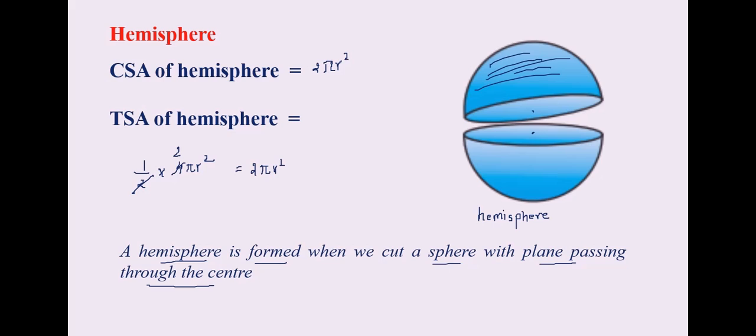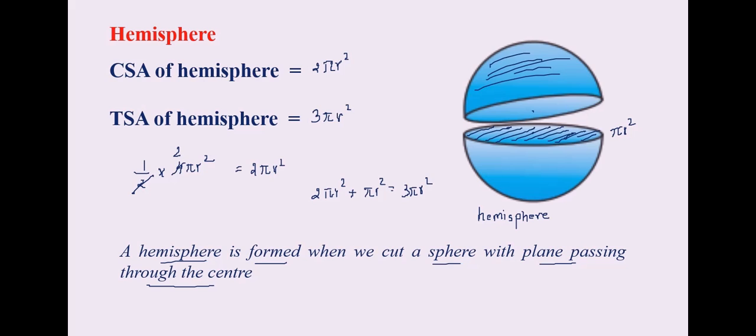And what is the total surface of the hemisphere? You can see apart from the curved surface, there is a flat part also, which is the circle, whose area is pi r square. So the total surface area will be 2 pi r square plus pi r square, equal to 3 pi r square. We have got 3 pi r square.